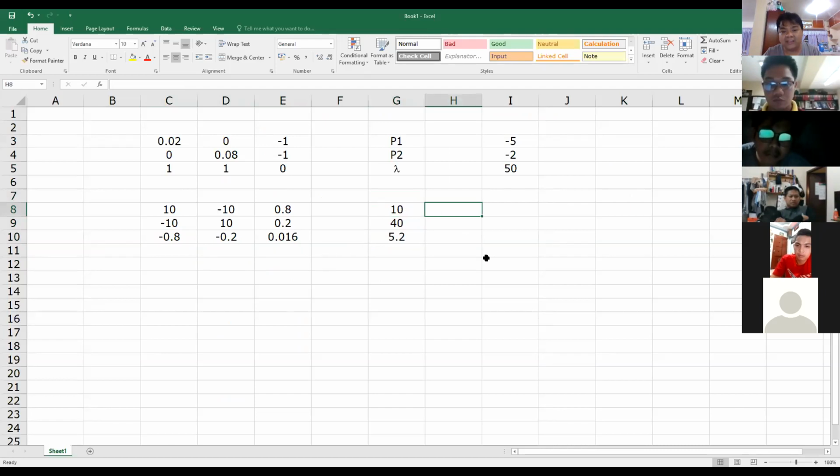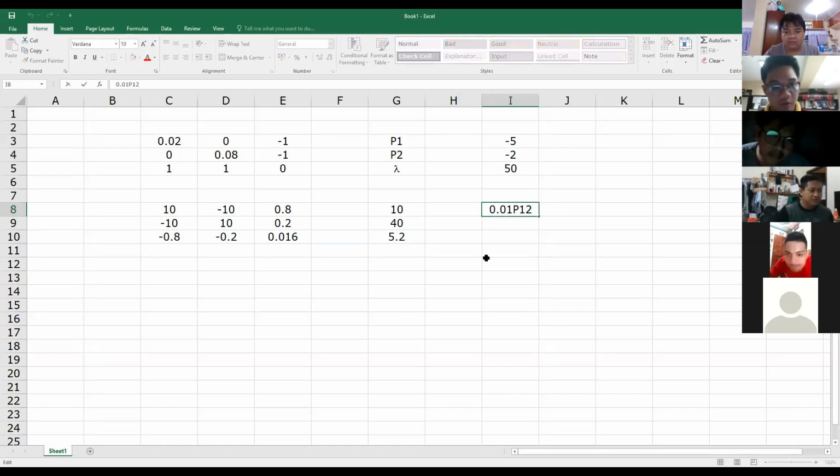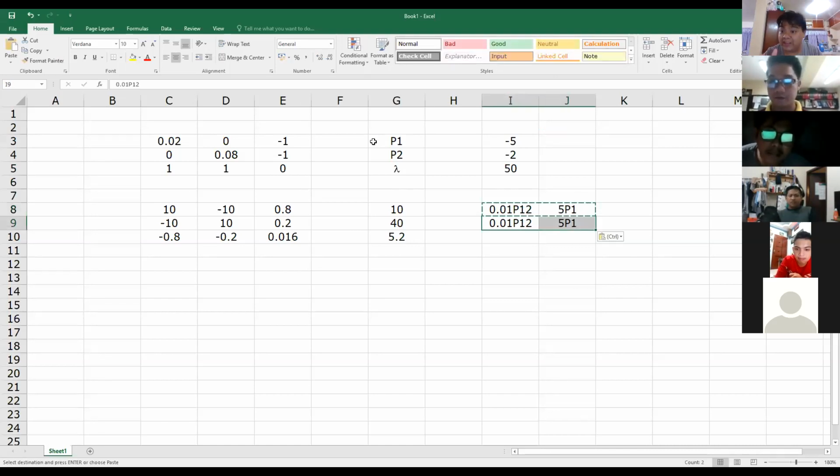'Di ba ito 10 megawatts? Ano ba yung natin kanina? 'Di ba 0.01 P1 squared, 'di ba? Tama? Plus 5 P1. 'Di ba? Yan yung fuel cost, tama? Yung isa, yung generator 2, 0.04 P2 squared plus 2P2.